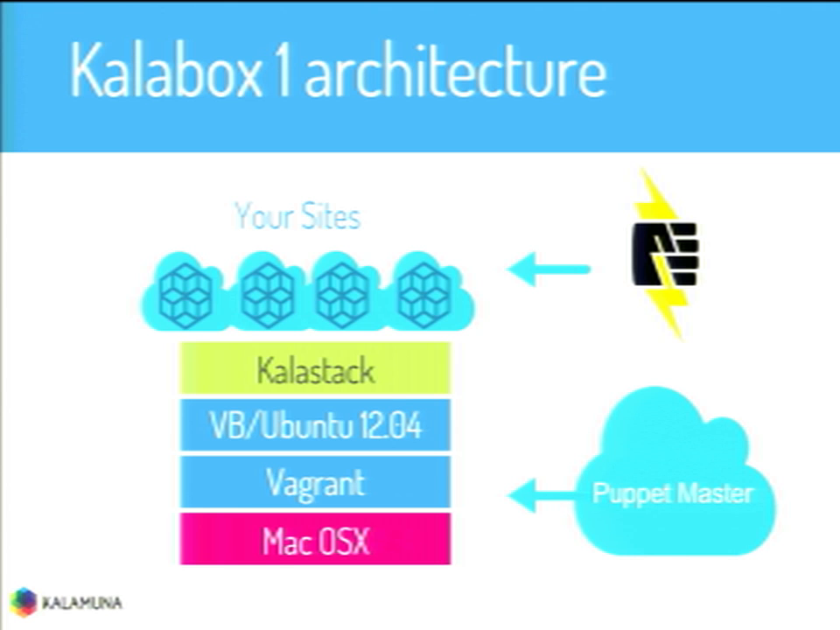So just to dive a little bit deeper, this is essentially what the Kalabox 1 architecture looked like. You had to run on Mac; that was the only thing that it worked on. It spun up a Vagrant VM from a Puppet server, which was basically just an Ubuntu 12.04 instance with our Calistack Puppet set of manifests on top of it. And then you just had one big monolithic server. Your entire infrastructure was in this one machine. All of your tooling was also in this one machine.